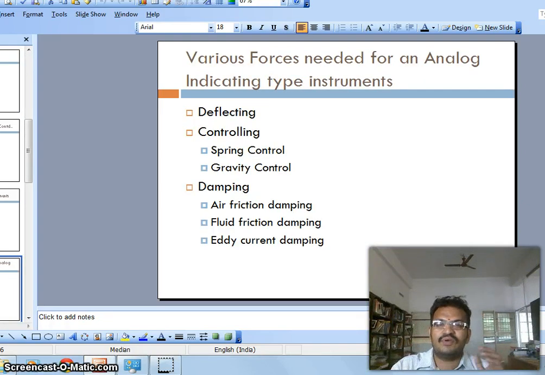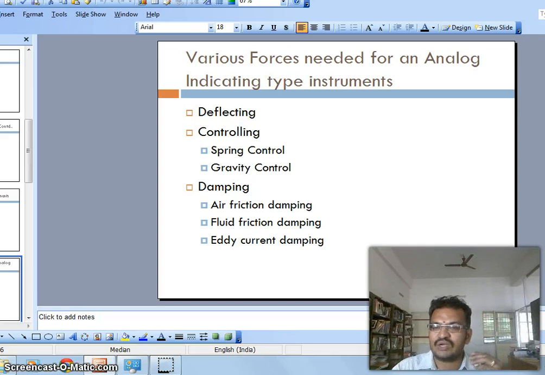The last one is the various forces needed for analog indicating type instruments. What are the essential torques required for the satisfactory operation of analog indicating type instruments? This is the main portion. First one is deflecting torque. Whenever we give the input quantity, the pointer will be deflected immediately. Deflecting torque is the torque that deflects the pointer on a calibrated scale based on the electrical quantity passing through the instrument.